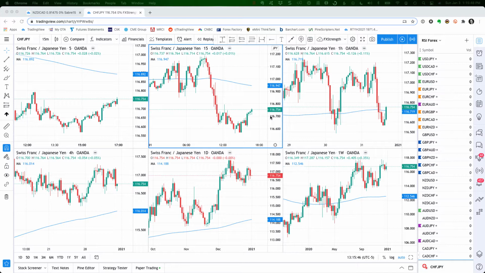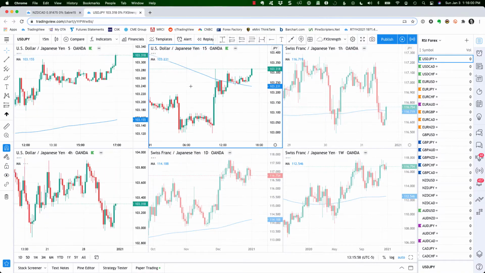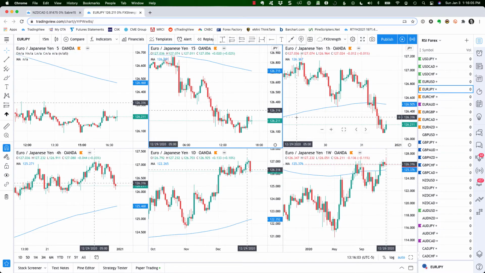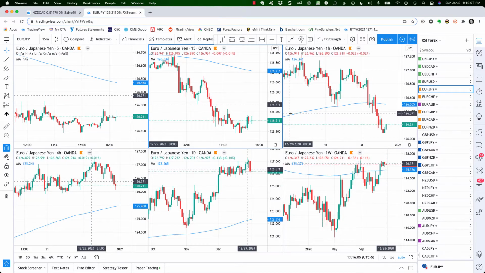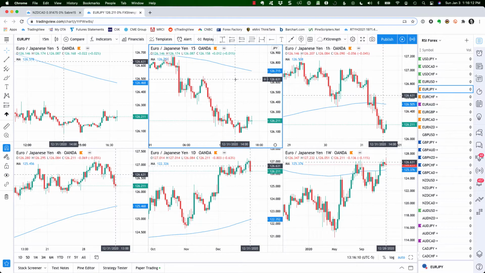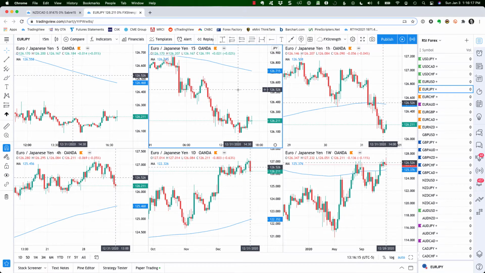We can see statistically how strong or how weak particular currencies are against one another. So on this particular page, we have the Swiss franc and the Japanese yen. You can look at the US dollar and the Japanese yen. You can look at the euro and the Japanese yen. And you can see how any one particular asset, in this case the Japanese yen, is behaving against all the other relative currencies. You can tell overall the general health or the general strength of any particular currency.